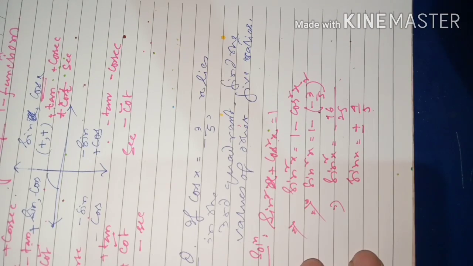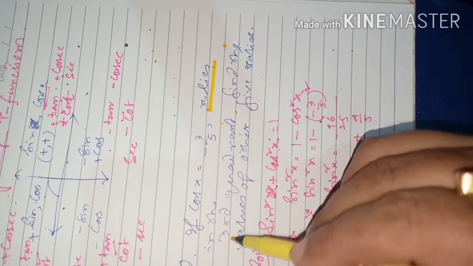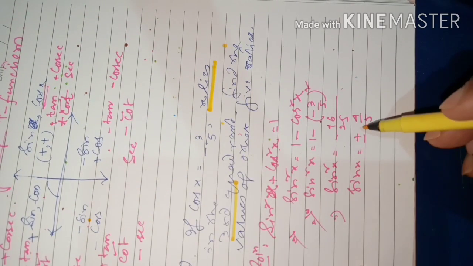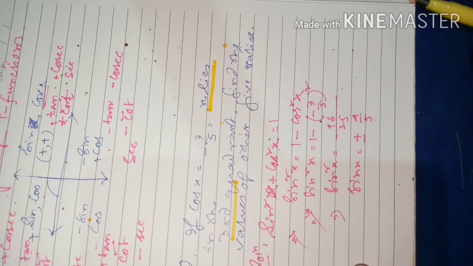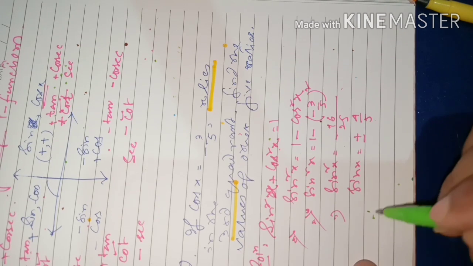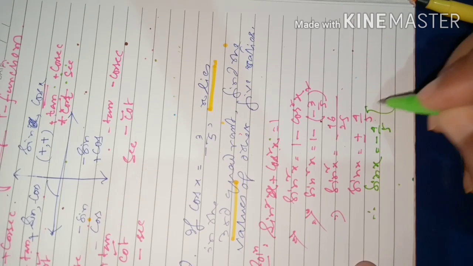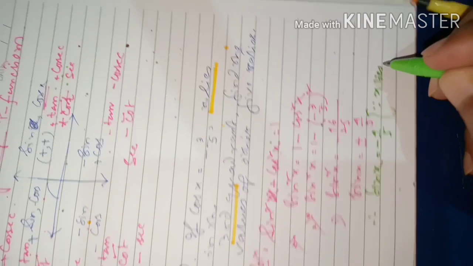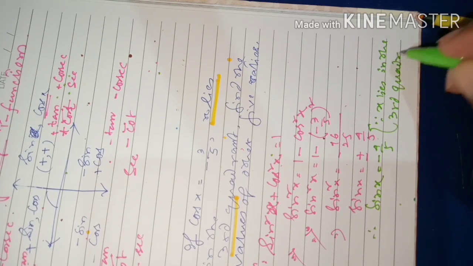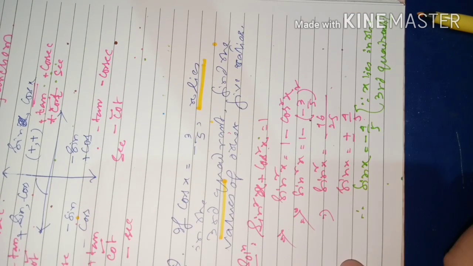Now dear students, we have to see in which quadrant x lies. It is given in the question: x lies in the third quadrant. That means here, and here sine is negative. Positive and negative values are both there, so which value do we take? We take the negative value. Therefore sine x is equal to minus 4 by 5, since x lies in the third quadrant and in the third quadrant sine is negative.